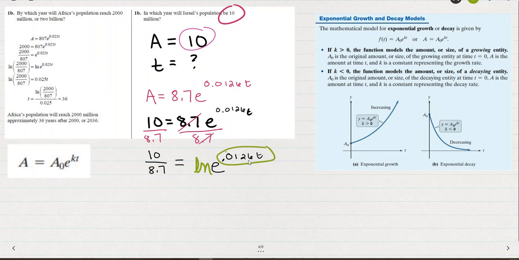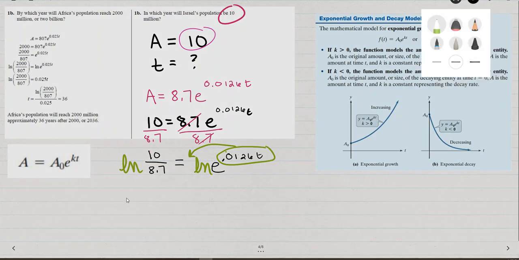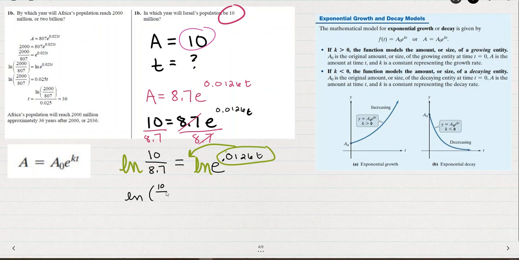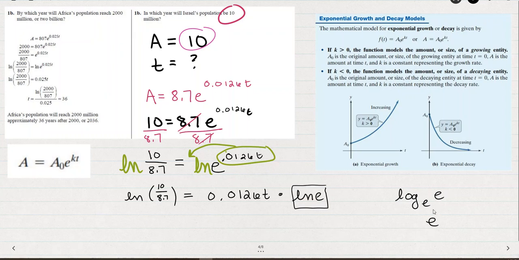When I take the natural log of this expression, e to this exponent, then the exponent will come down. So if I'm taking the natural log of the right side, I'll need to take the natural log of the left side also. So it's going to then look like this. We'll have the natural log of 10 divided by 8.7 is equal to 0.0126 t times the natural log of e. Well, that natural log of e is 1, because if you recall what that means, it means log base e. Log base e of e is saying, if I took the e, what exponent would I need to get an e? Well, that answer is 1. So the natural log of e is just 1.